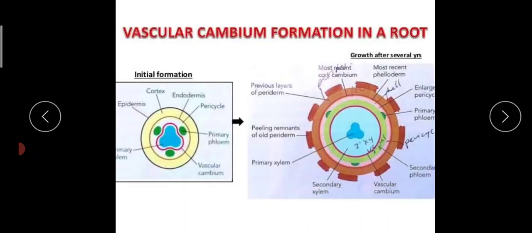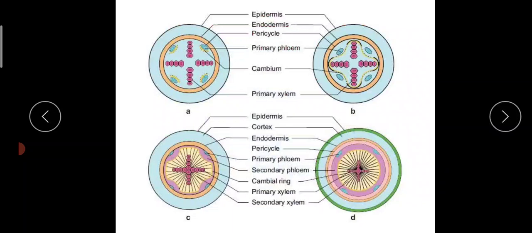So that is all about the secondary thickening in dicot root. Here you can see the wavy ring of cambium, and this wavy ring of cambium becomes circular due to the differential activity of the cambium. Okay, it is more clear in this figure.